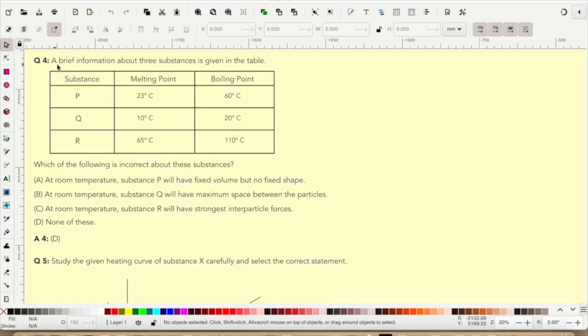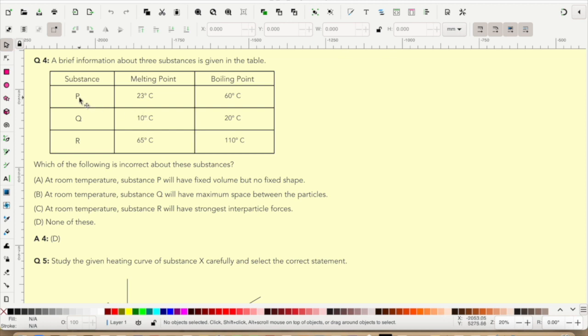Fourth question. A brief information about three substances is given in the table. Substance names are P, Q and R, and their melting and boiling points are given. Now the question is, which of the following is incorrect about these substances? So you have to figure out the incorrect statement. First choice is, at room temperature, substance P will have fixed volume but no fixed shape. That means it will be in liquid state.